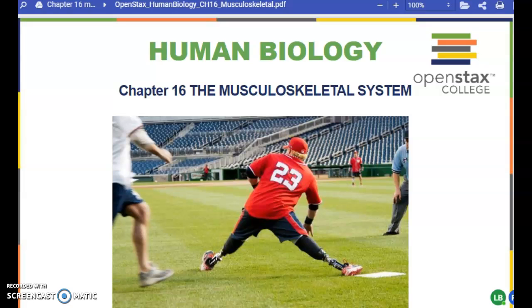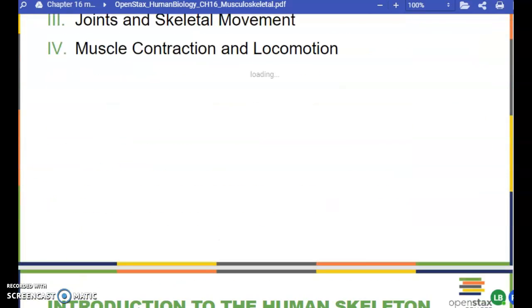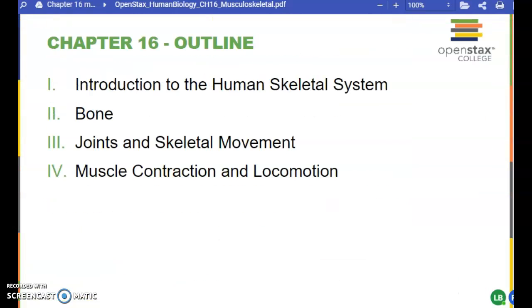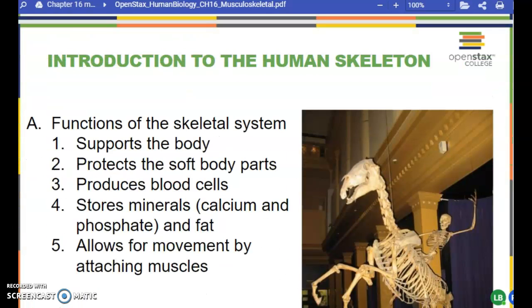Hello, human biology students. The last unit that we're going to cover is the musculoskeletal system, obviously combining the muscular system and the skeletal system. Again, just doing a super quick overview. The skeletal system, obviously we're talking about bones and also those joints that allow for movement of bones. And then we'll talk about muscle contraction. And again, just the basics. That's all we have time for here.